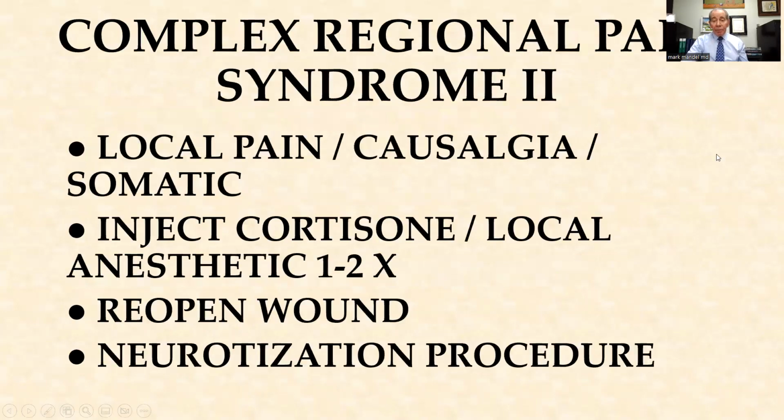Now, how do you treat complex pain 2? Because a lot of the patients that have complex pain 2 are erroneously diagnosed as complex regional pain syndrome 1, and they get sent to pain management and do stellate block, stellate block, stellate block, and they're no better. Complex pain 2 is treated locally.